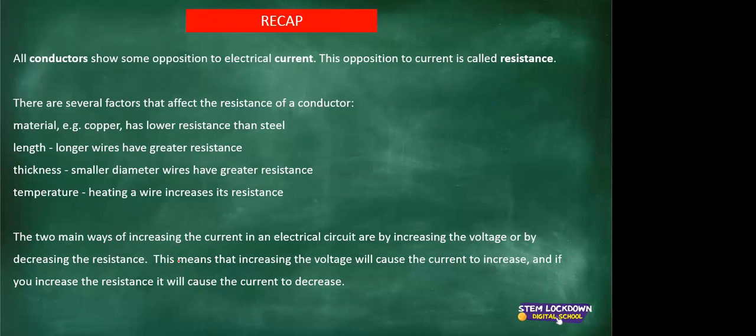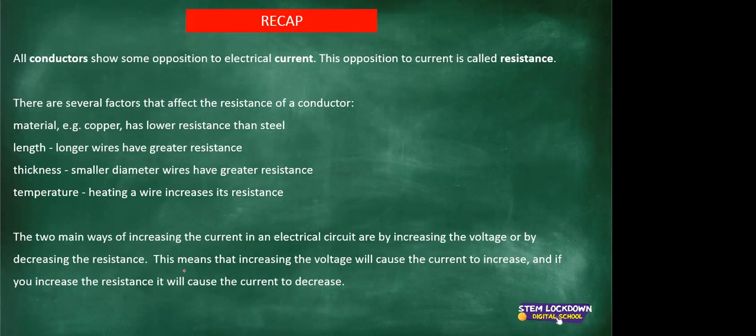There are 2 main ways of increasing the current in an electrical circuit. You can do this by increasing the voltage or by decreasing the resistance. If you increase the voltage, you're increasing the flow of current through the circuit. And if you decrease the resistance, that means you use a lower resistance, so more current can pass through the resistor.